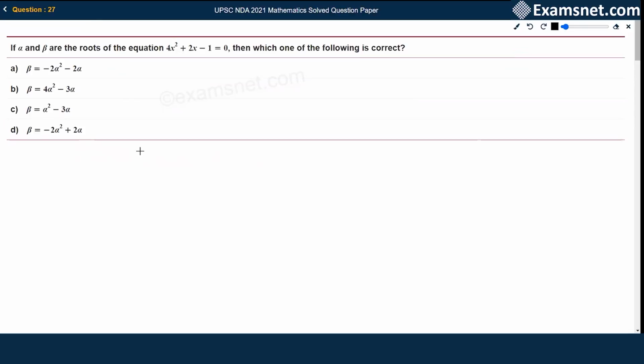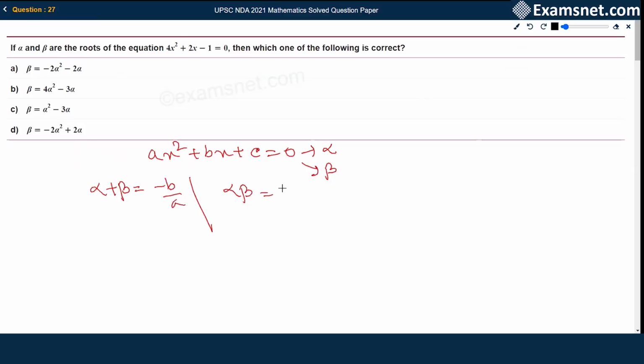The general form of a quadratic equation is ax squared plus bx plus c equals 0. If alpha and beta are the two roots of this equation, that means if I put alpha or beta in place of x, it will satisfy the equation. The relationships between roots and coefficients are alpha plus beta equals minus b by a, and alpha beta equals c by a.